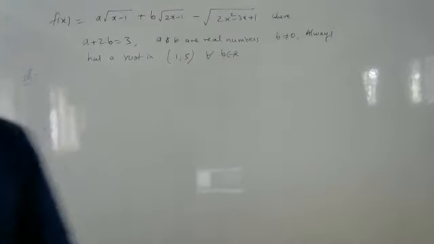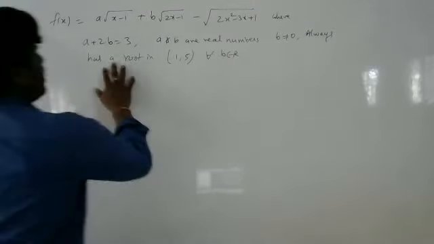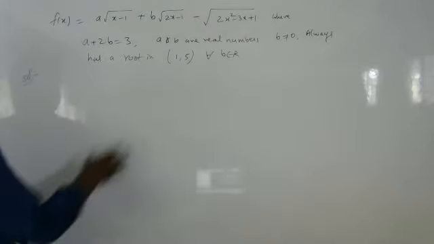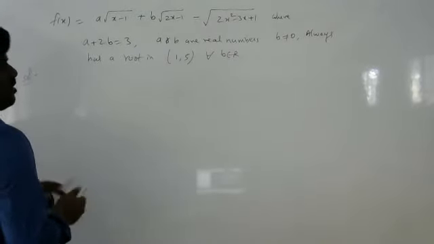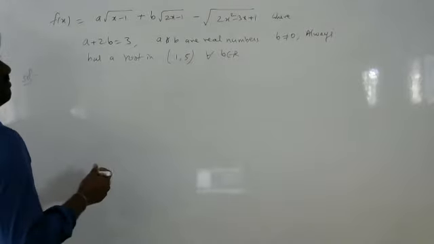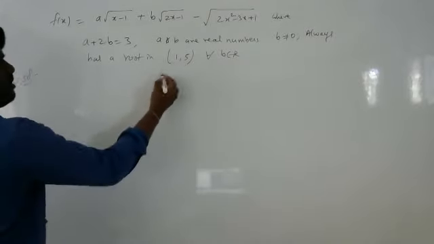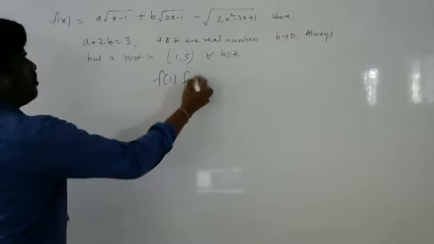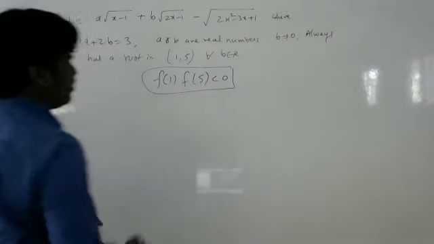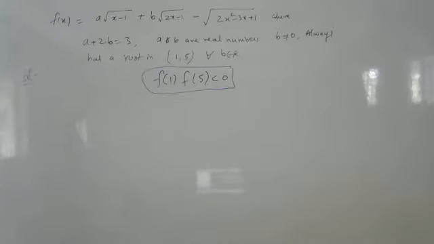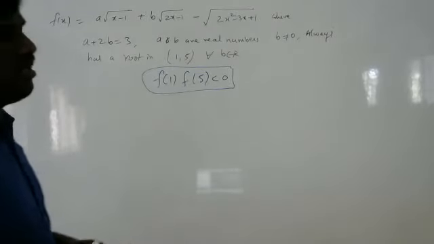So how can we prove there is a root in 1 comma 5? Is the root there or not? How can we find it? The intermediate value theorem we can use. What does the intermediate value theorem say? If f of 1 into f of 5 is less than 0, then we can say there is a root. So first of all we have to know whether it is a continuous function or not.